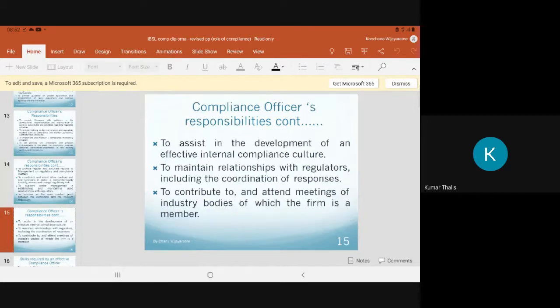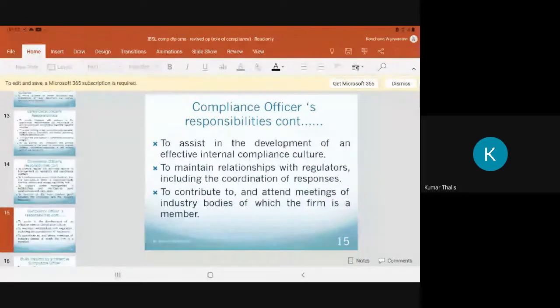Right. Now, slide number 15, the compliance officer responsibilities. We are continuing to assist in the development of an effective internal compliance culture. Right. Now, there is a lot in this small sentence: to assist in the development of an effective internal compliance culture. Now, how do you do that? How do you assist to develop an effective internal compliance culture? It is one simple sentence, but it carries a very huge area of tasks that need to be performed by compliance in order to develop an effective compliance culture.